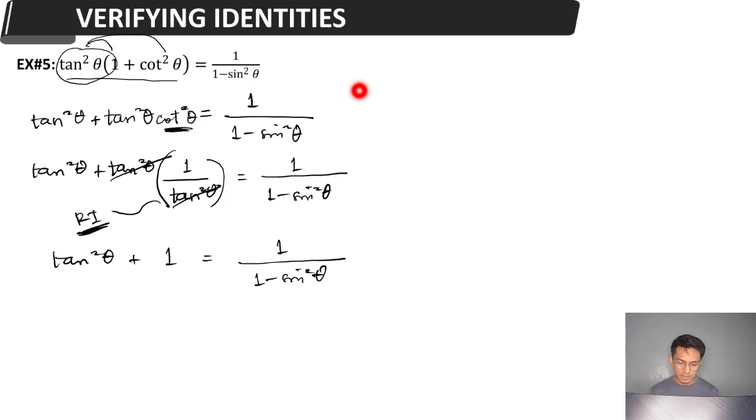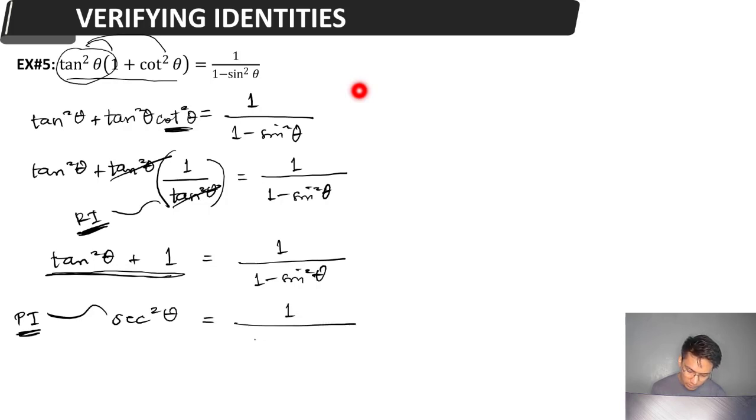So, ang next na gagawin natin, we will use the fundamental identities ulit. And itong part na ito, kung mapapansin natin, we can use the Pythagorean identity kasi tangent square theta plus 1 is directly equal to secant square theta. So, ilagay natin dito, secant square theta from Pythagorean identity, yan, is equal to 1 over 1 minus sine square theta. Pero hindi pa siya equal.